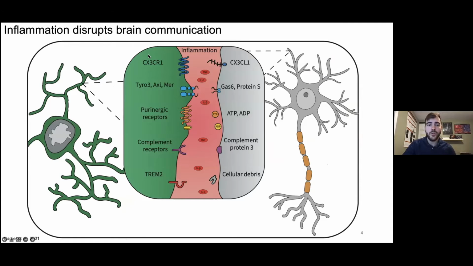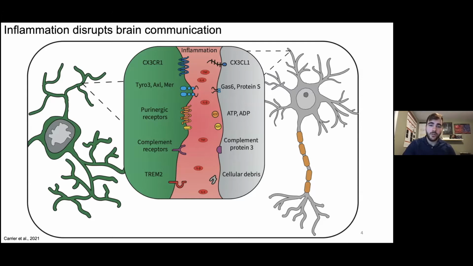One of the main signaling pathways used by microglia and neurons is fractalkine signaling, characterized by CX3CR1 on microglia and CX3CL1 on neurons. Inflammation disrupts that communication and then prevents many of the homeostatic processes in the brain.